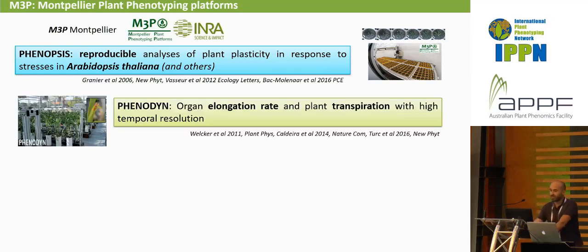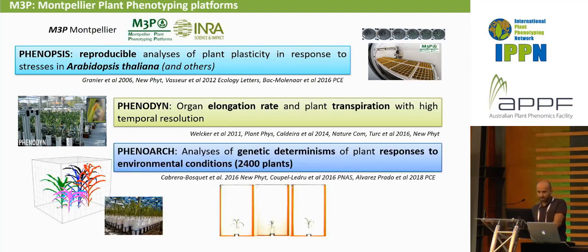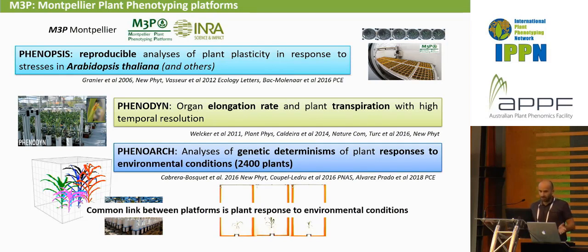Phenodin is a platform for measuring organ elongation rate and plant transpiration with a high resolution, typically from minutes, and is focused especially on leaf elongation rate, and it responds to drought and other environmental cues. And finally, PhenoArch, that is a platform for analyzing the genetic determinism of different plant responses to environmental conditions, mainly drought, light, and temperature, in big panels, because it has a capacity for more than 2,000 plants. The common link of all these platforms is that we measure the plant response to environmental conditions.